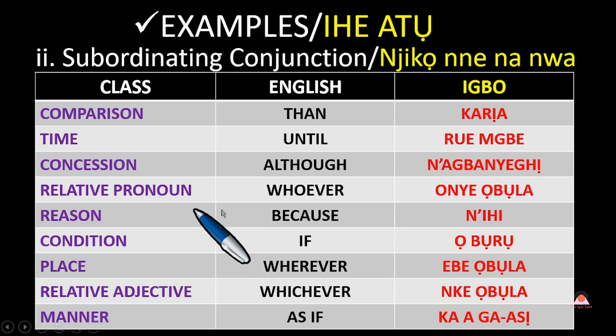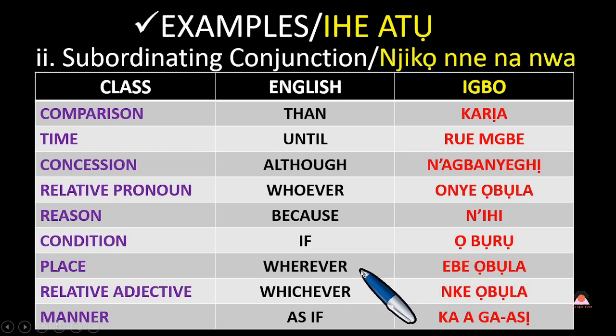Okay, move on. Another class is class for reason. Example we have here is because. And let's see what that is in Igbo. Because is n'ihi. Another class is class for condition. And the example we have for condition is if. Igbo version for if is oborona, but sometimes we leave it as oboro.